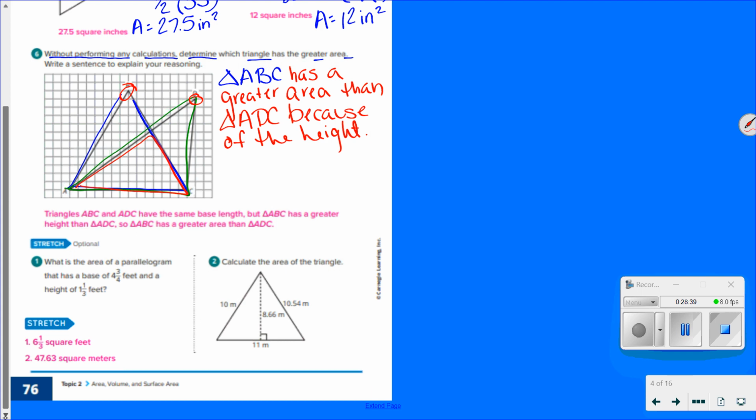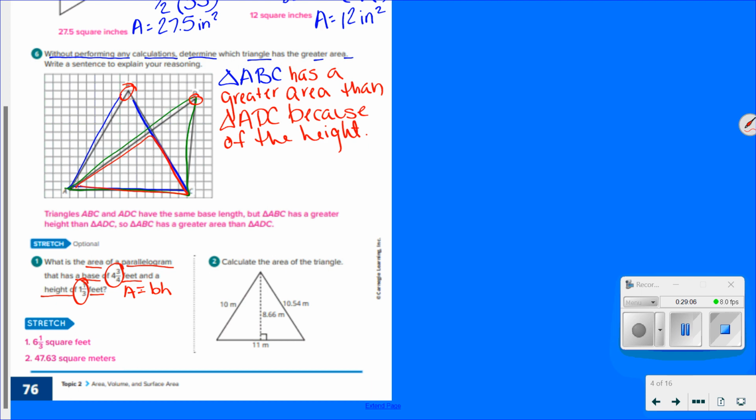Number 1 says, what is the area of the parallelogram that has a base of 4 3/4 feet and a height of 1 1/3 feet? It's telling us what our figure is. It's a parallelogram. So our area formula for a parallelogram is base and height. Base multiplied by height.